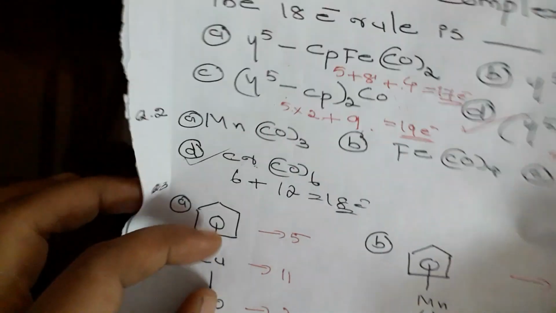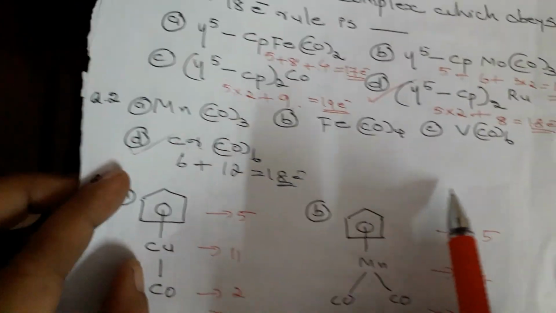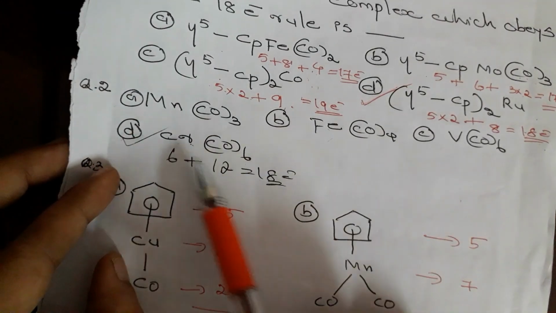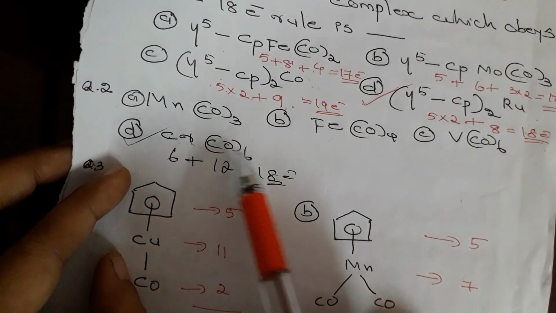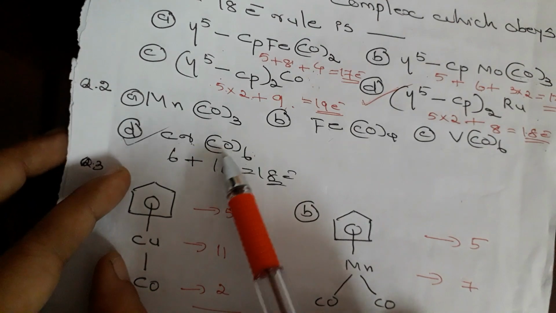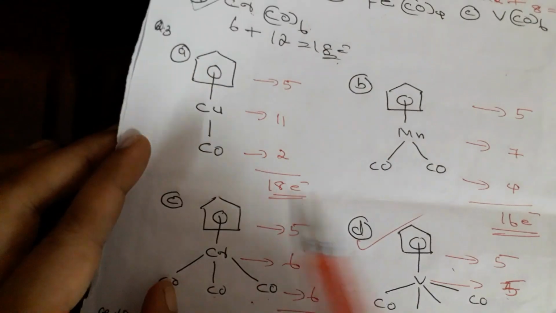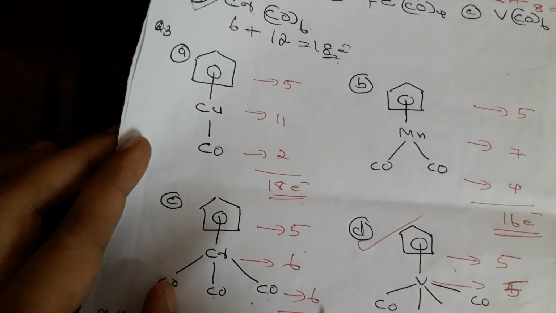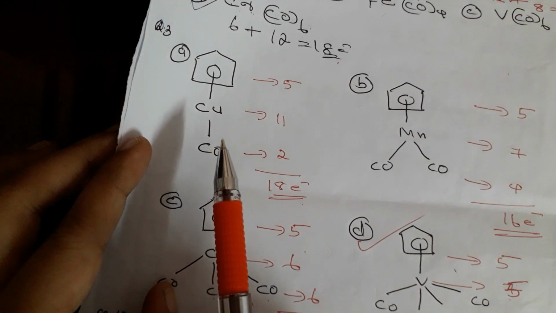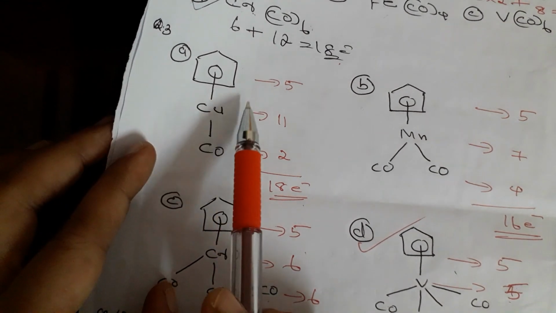Then here also you just calculate, and I think this is the answer. Chromium 6, CO 2 into 6 is 12, so 18 electron. This type of question will be asked in the NET exam. I think this is from the CSIR NET exam, June 2017 questions.